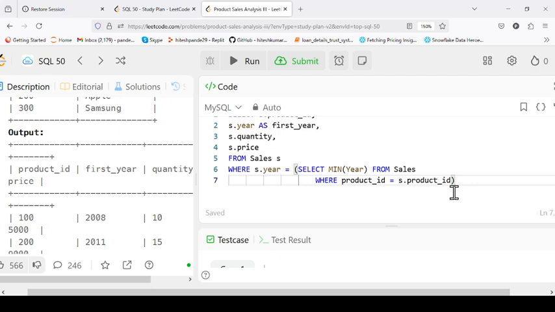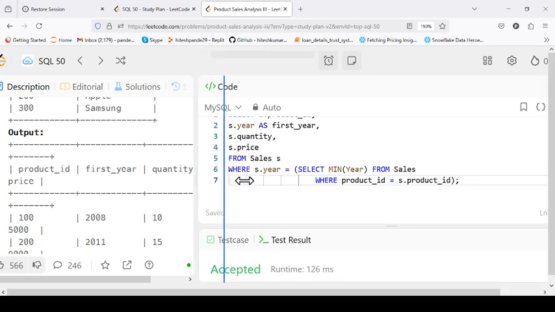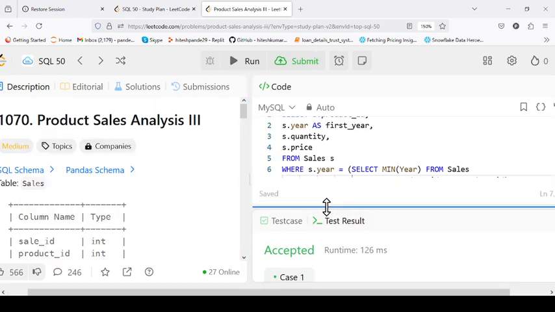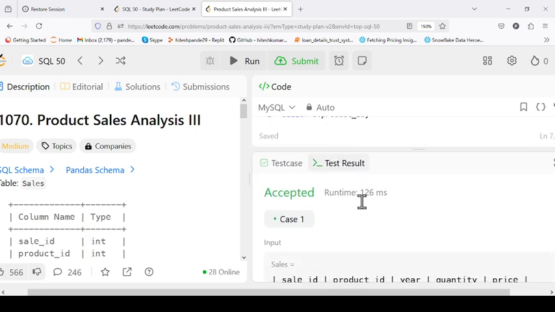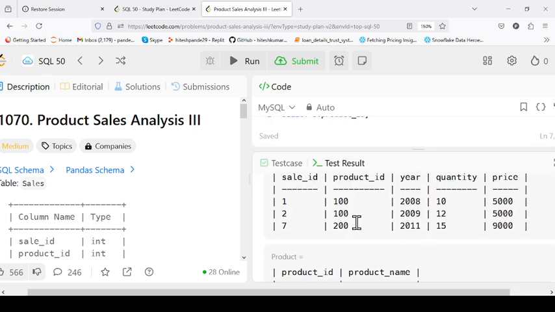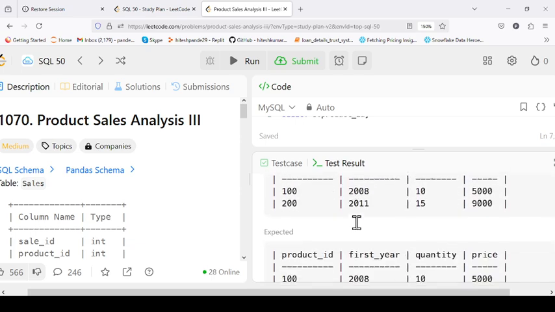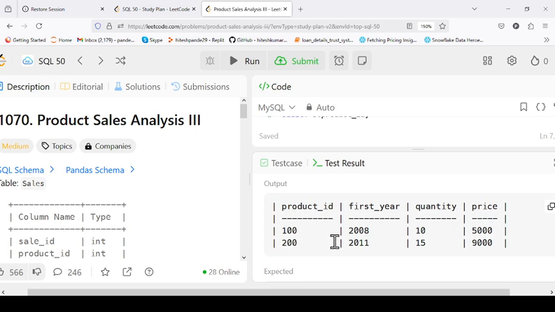So we have completed our query. Now we will run this query and see whether we get the expected output or not. From here we are getting the two products that were purchased in their first years, 2008 and 2011, with quantities 10 and 15, and the price per product is 5,000 and 9,000.